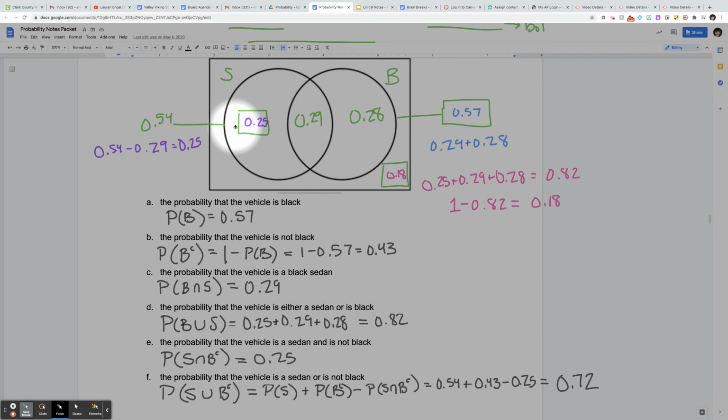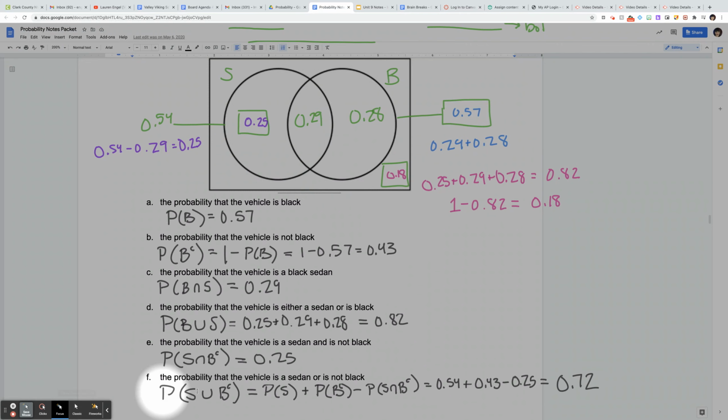So the actual physical area that you're looking for is either inside of this circle, so it includes both of these, and then it also includes this because that's not black. The only thing it can't include is this one, because this 0.28 right here is black, so it doesn't fit in this second category, and it's also not a sedan, so it doesn't fit in this category. So you could have figured this out by adding this number and this number together.